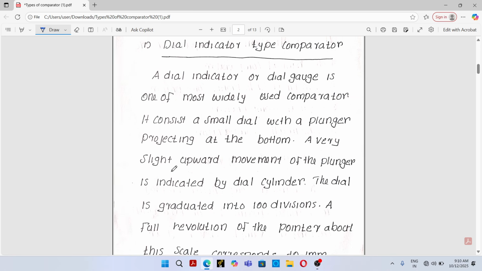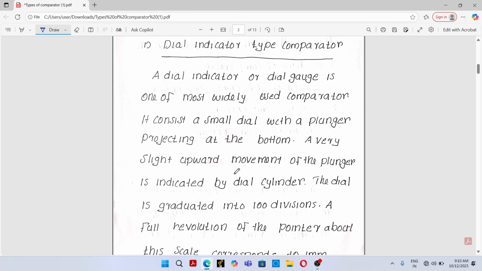So first one, dial indicator type comparator. A dial indicator or dial gauge is one of the most widely used comparators. It consists of a small dial with a plunger projecting at the bottom. A very slight upward movement of the plunger is indicated by the dial pointer.